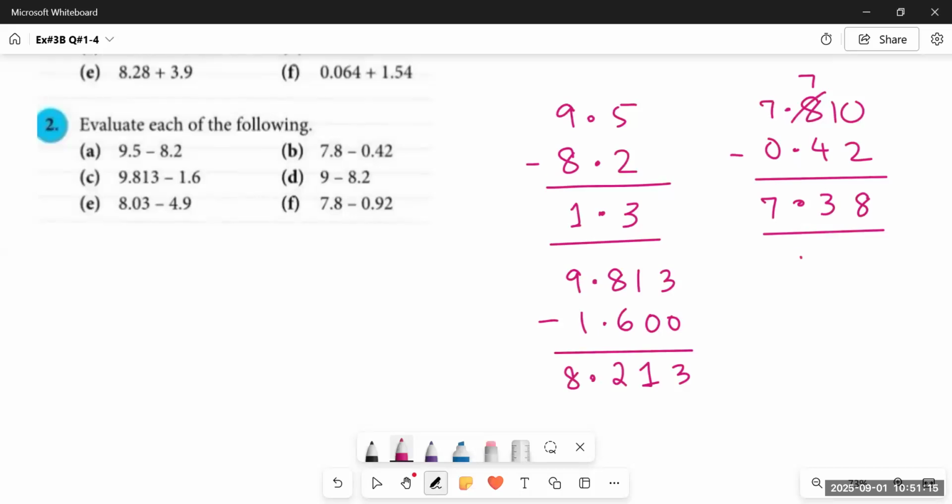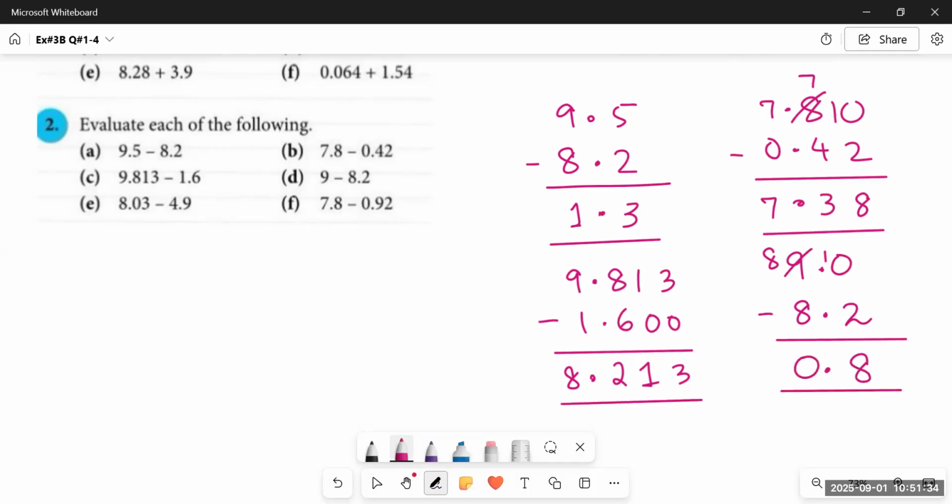And then we have 9 minus 8.2. Okay, so we are going to put 0.0 over here. And here we are going to have 10 minus 2 is 8. 8 minus 8 is 0. So it would be 0.8. Right?